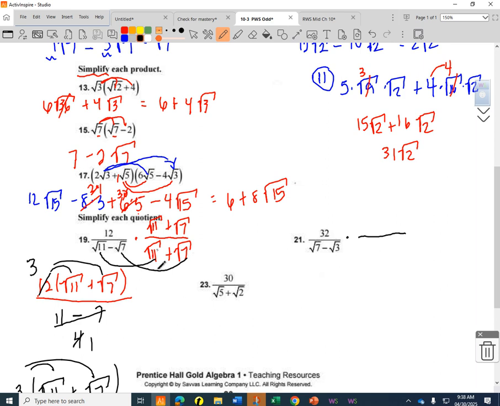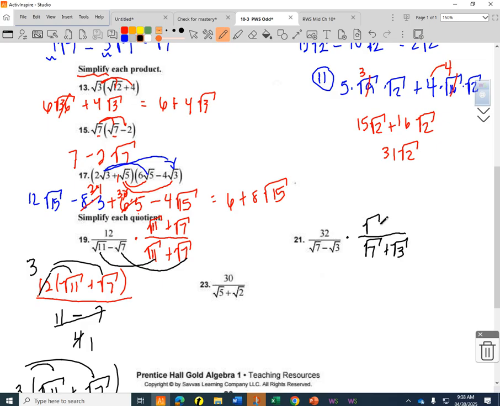So here, look over here. This is the expression square root of 11 minus square root of 7. The conjugate is just the square root of 11 plus the square root of 7. So what's the conjugate of square root of 7 minus square root of 3? Yes, that's exactly right. Square root of 7 plus the square root of 3.